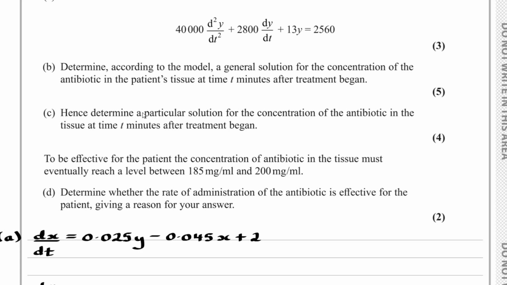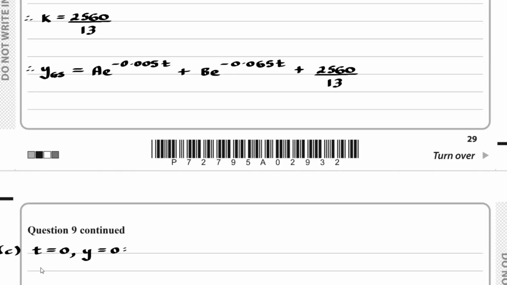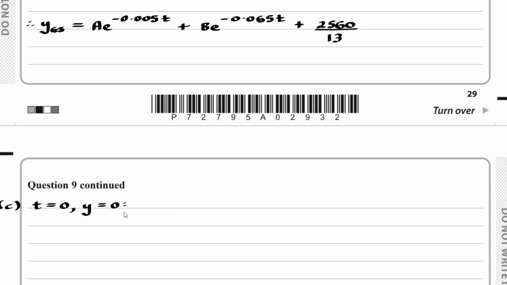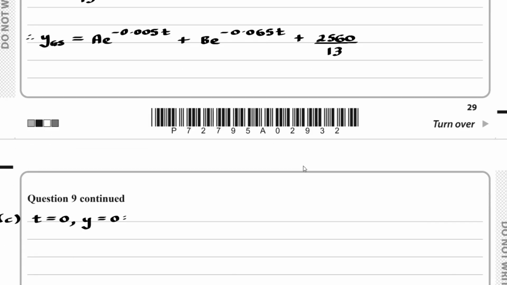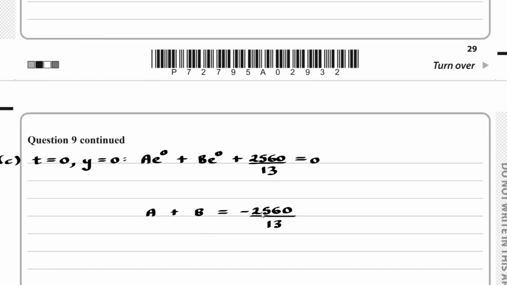For part C, hence determine a particular solution for the concentration of the antibiotic in the tissue at time t minutes after the treatment began. And for this question, we'd have to use our initial conditions. There's no antibiotic in the patient. So for part C, we've got the condition t equals 0 and y equals 0, and if I substitute that back into here, we have ae to the 0 plus be to the 0 plus 2,560 over 13 equals 0, which means a plus b equals minus 2,560 over 13.